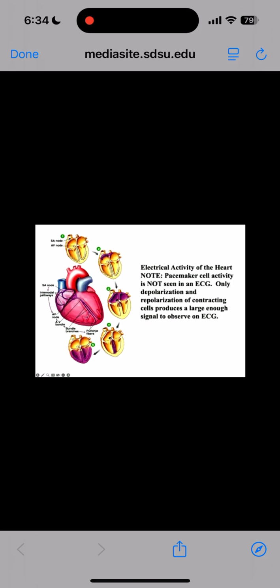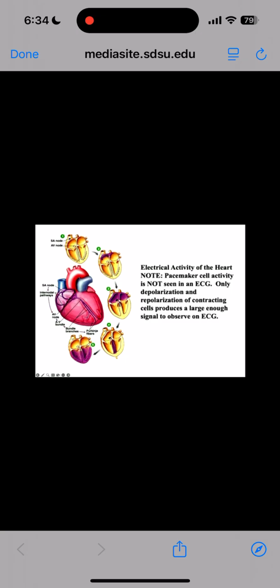And if we look at the spread here, we would start up here in the SA node. Then that's going to spread through both atria because we have interatrial and internodal pathways. And then we're going to go to the AV node. And at the AV node, that is where there is a 1/10 of a second pause before depolarization spreads down through the septum, and then finally out through the heart wall of the ventricles through Purkinje fibers.